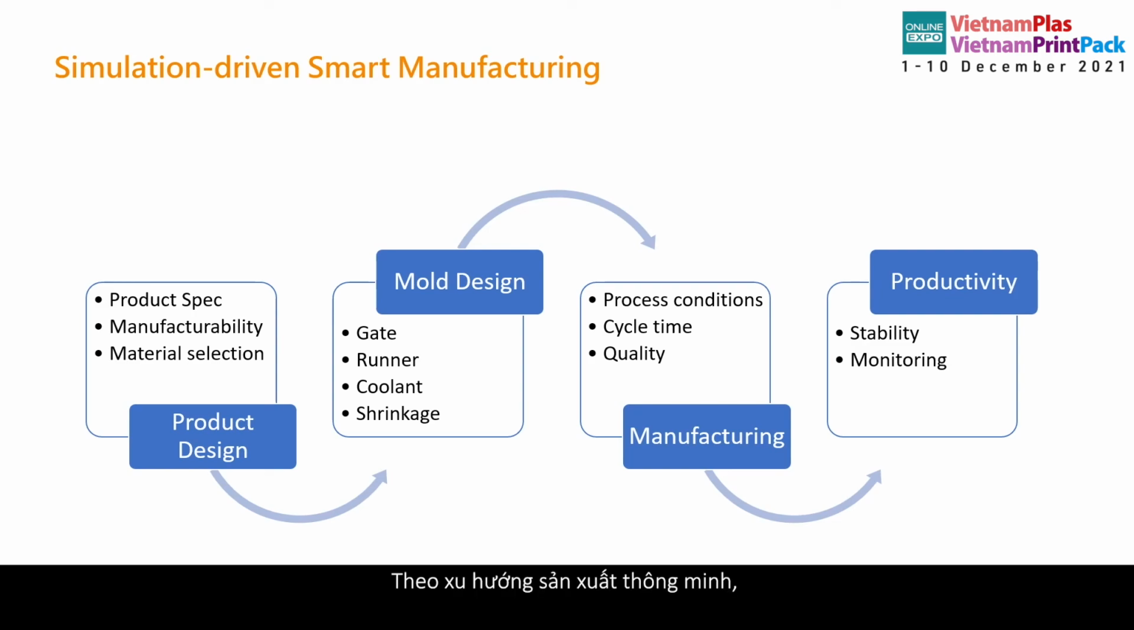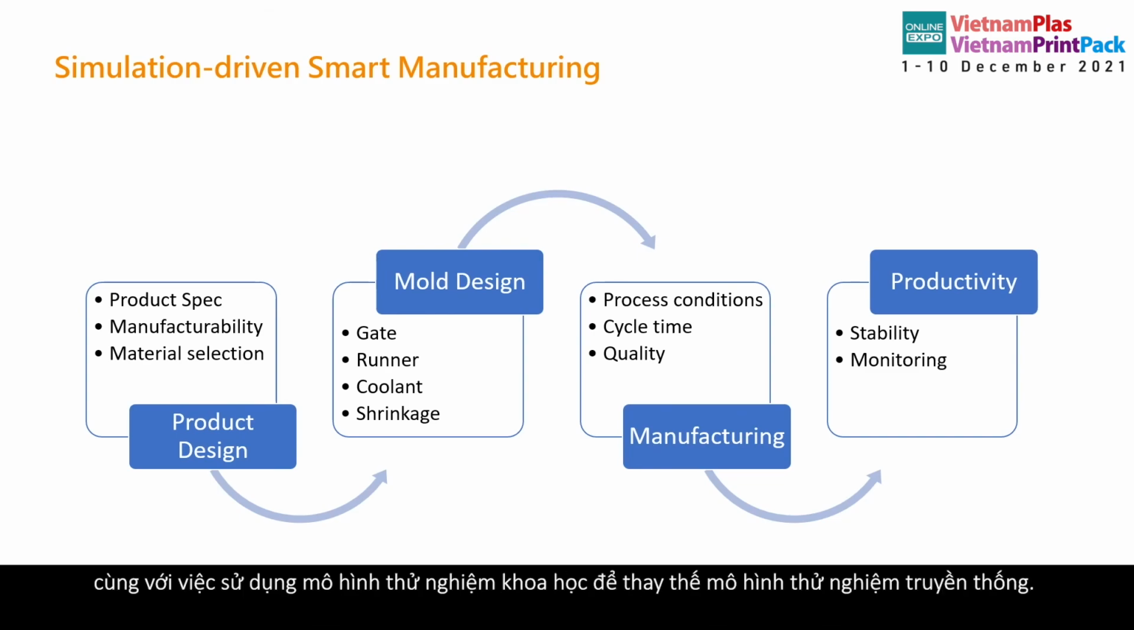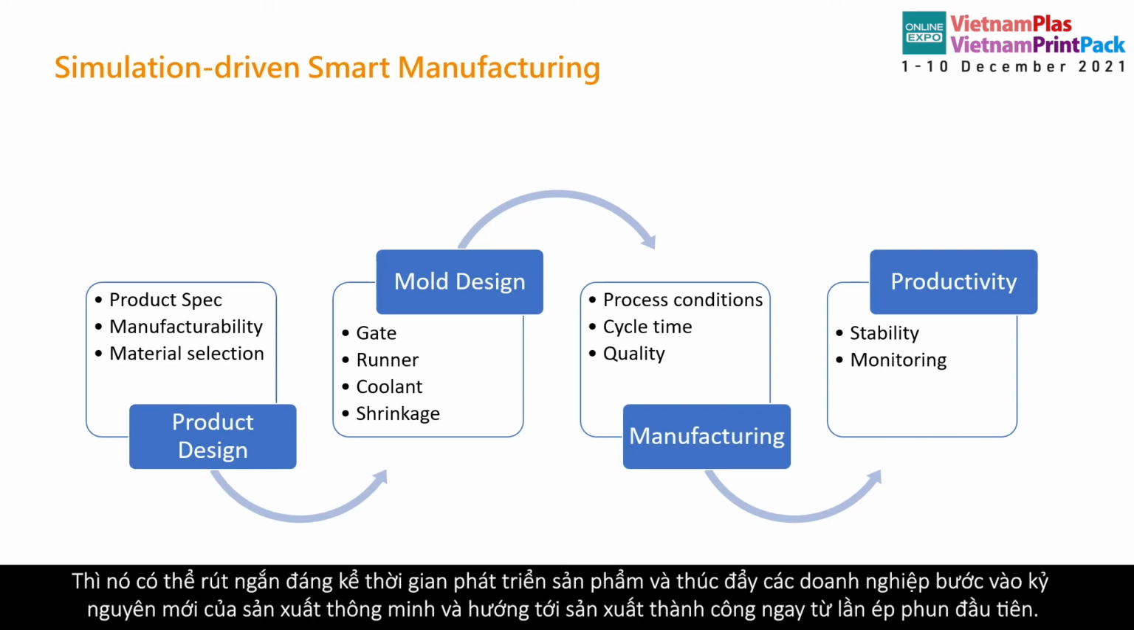Summary. Under the trend of smart manufacturing, digital transformation is an important issue to be faced. If the organization can successfully adapt digital twin technology to achieve the integration of virtual and real, coupled with the use of the scientific trial model to replace traditional trial model, then it can greatly shorten product development time and accelerate enterprises to enter a new era of the smart manufacturing and toward first-shot success production.